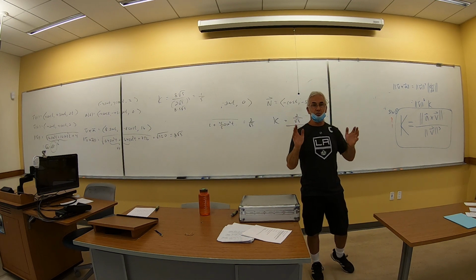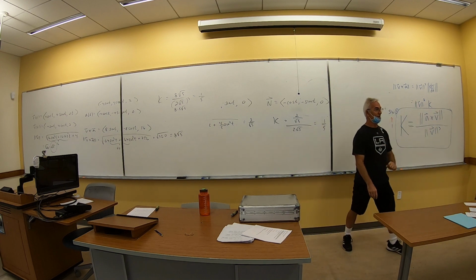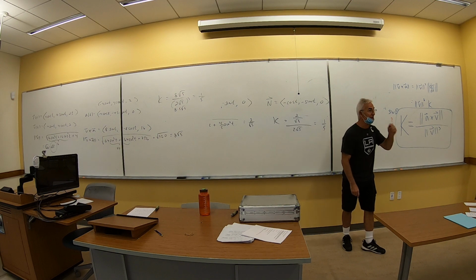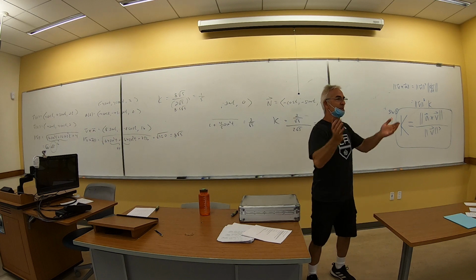So now that I have the unit tangent, its derivative tells me the direction of the unit normal. It doesn't give me the unit normal, it gives me the direction of the unit normal. What does the velocity vector tell me? The direction of the unit tangent.